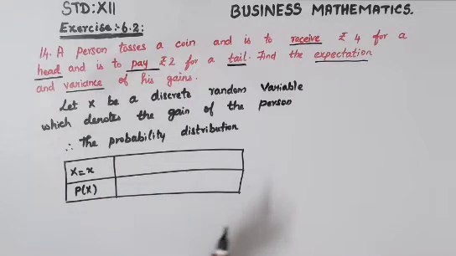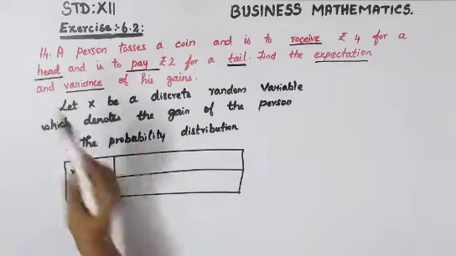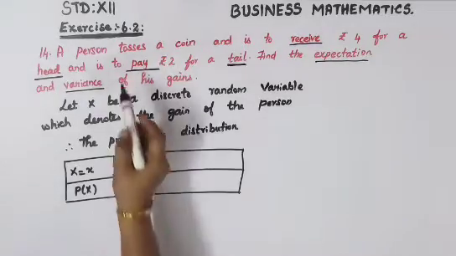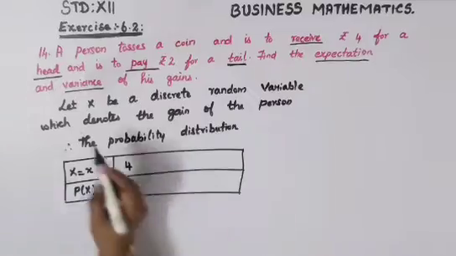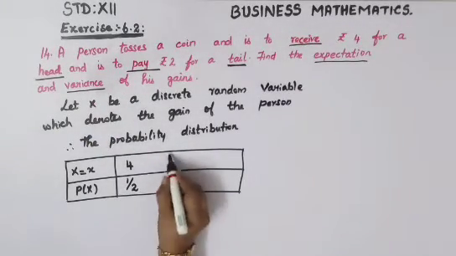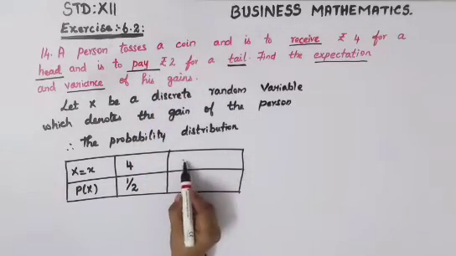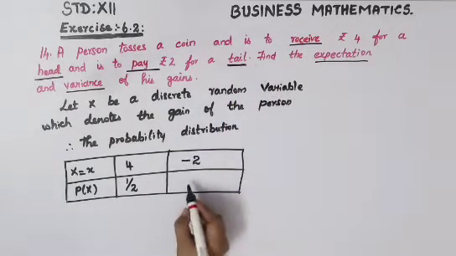So the values are: receives rupees 4 for a head. So he is getting rupees 4 when head appears. When you toss a coin, you will get your head and tail, that is, two possibilities will be there. In that, you will have to get head, means 1 by 2. And he has to pay rupees 2, that is a loss for him, so minus 2 when he gets a tail. So again tail option is 1 by 2 only.